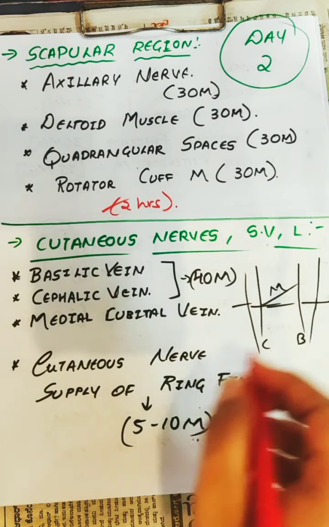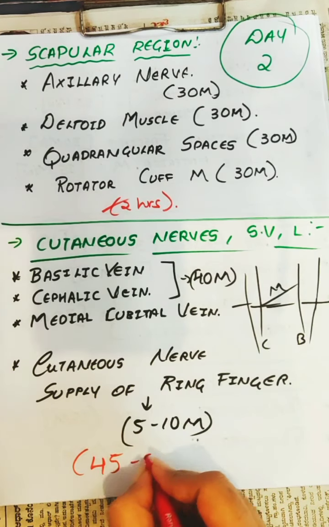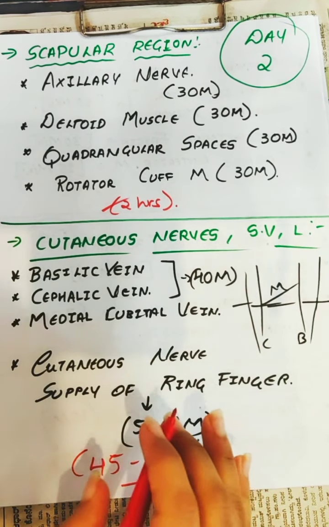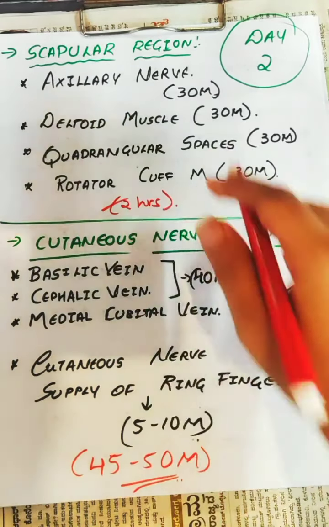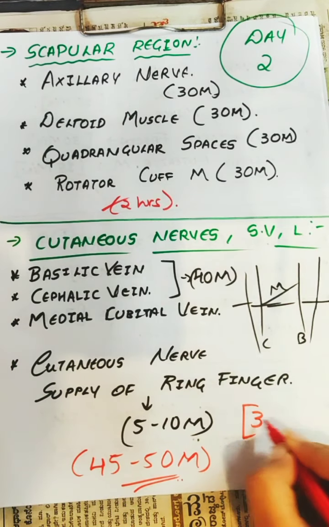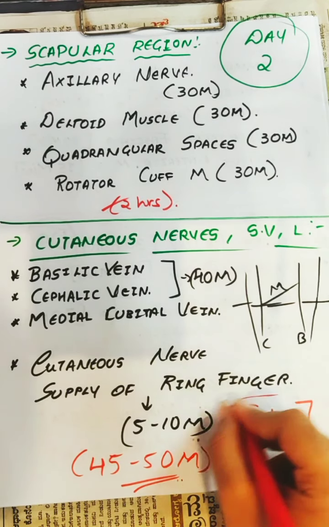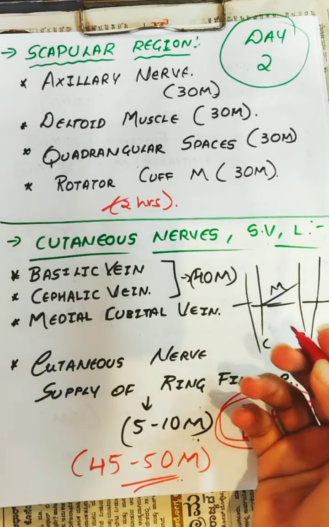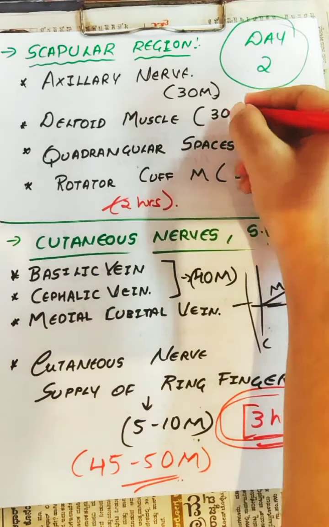So try to complete the cutaneous nerve within 45 to 50 minutes. Please don't take more than an hour. If you take day 2, combine the scapular region and cutaneous nerve, and try to complete them within 3 hours. Be on time, and you'll get extra time so that you can revise the rest of the chapters. So day 2 is done.